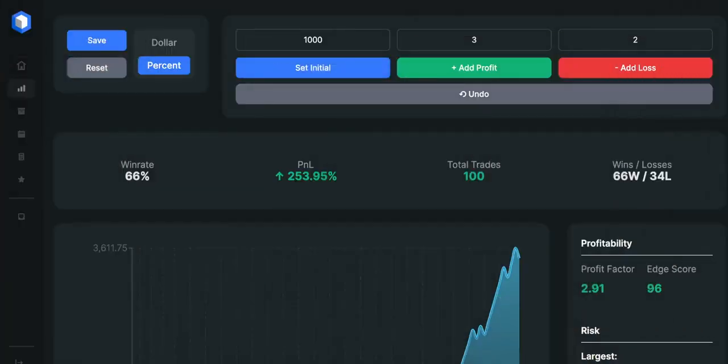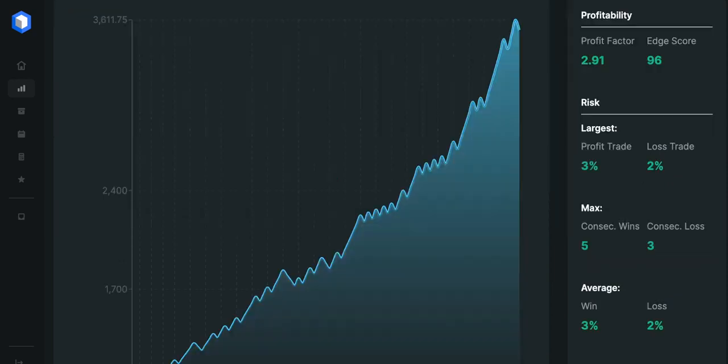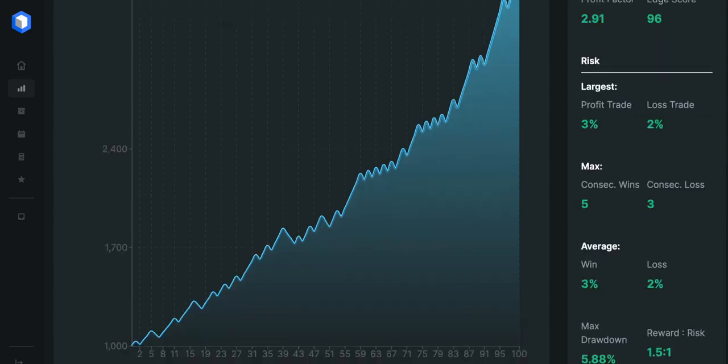So I just finished the backtesting, and as we can see, the results are quite good. The win rate for the strategy is 66%, and we gained over 250% profit on our account after 100 trades. By the way, I found those 100 setups within 4 months. The profit factor for the strategy is 2.91, and we had 5 consecutive wins against 3 consecutive losses. The maximum drawdown is also looking pretty good, it's only 5.88%.